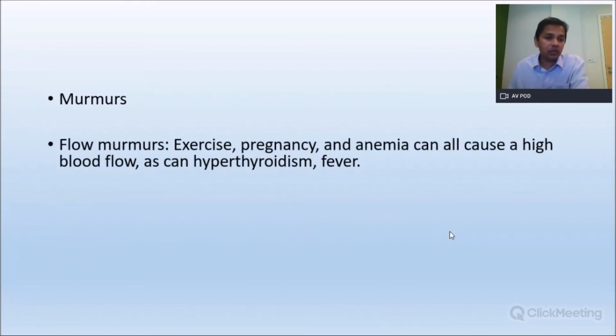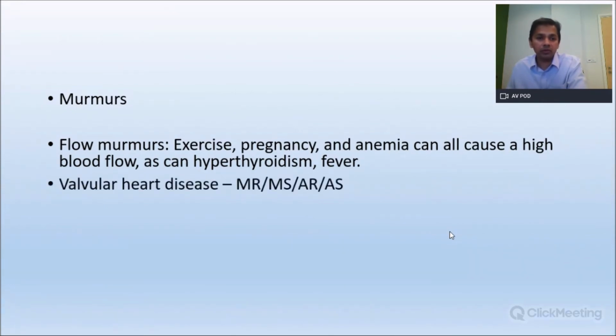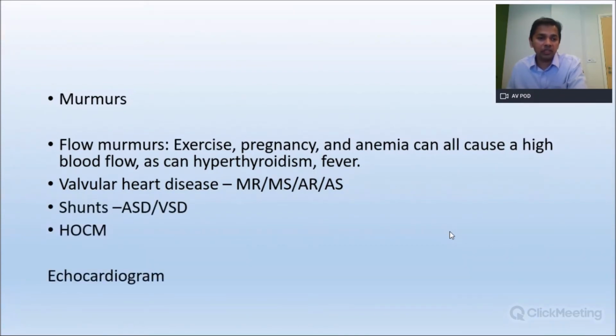For murmurs, what are the causes? You can have functional murmurs due to pregnancy, anemia, hyperthyroidism, or fever. Then you have valvular heart disease, any shunts or HOCM. The investigation is by doing an echocardiogram, looking for leakage, looking for shunt.